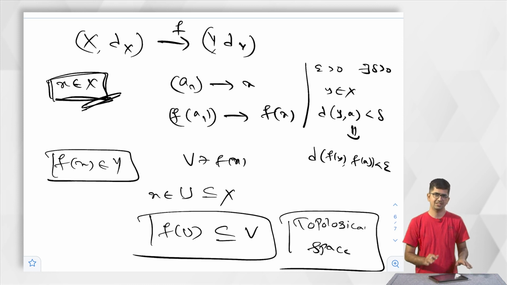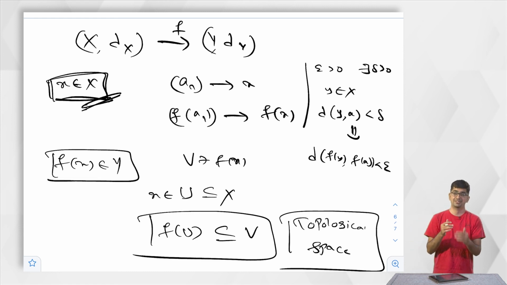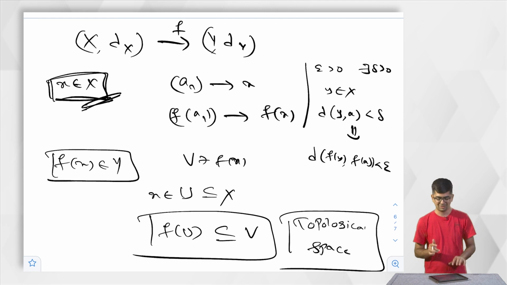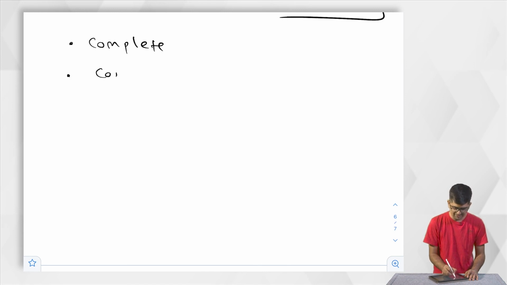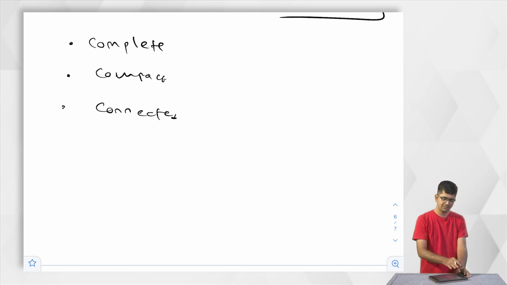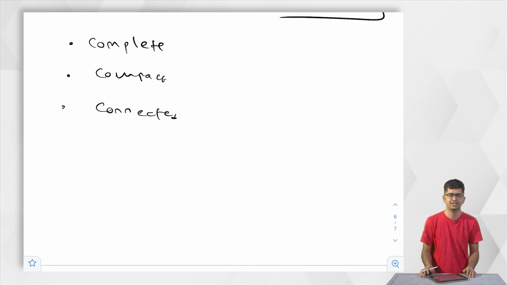So that's all for today's session. In the next session, we will talk about some special kinds of metric spaces. Some of them I am mentioning here. One is complete metric space, compact, connected, and something similar. These are the only three things that we will see in the next session.